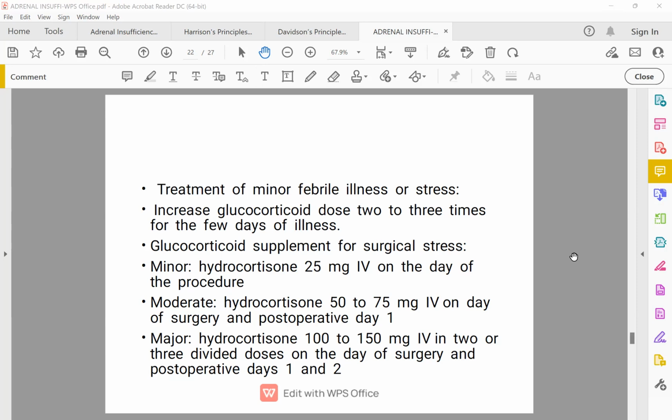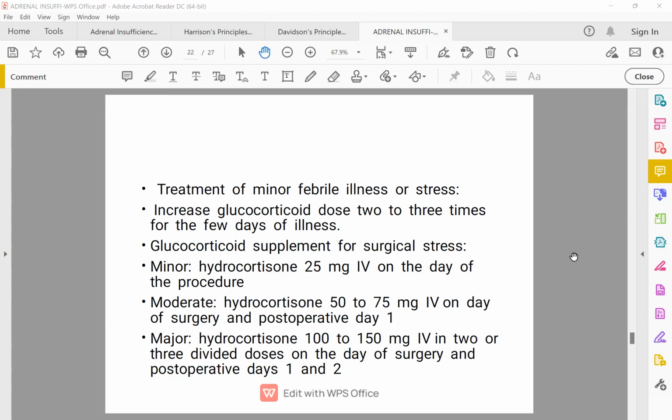And in major surgeries, we replace with hydrocortisone 100 to 150 milligrams intravenous in 2 or 3 divided doses on the day of surgery, and continue after POD1 and 2. The principle of treatment here is that steroid is a hormone required during stress. What are the stresses? Maybe febrile illness, maybe an operation, maybe a major surgery. Depending on the stress, you need to give the steroid.